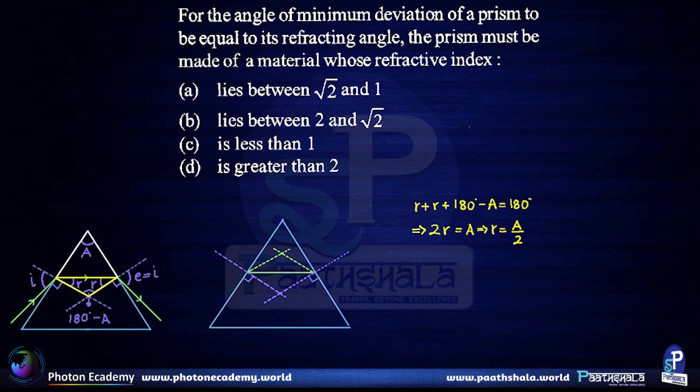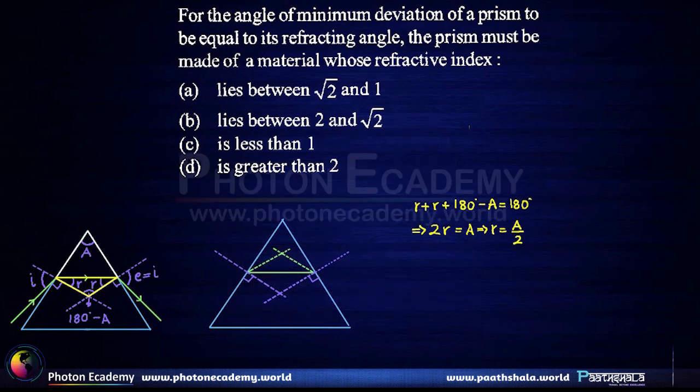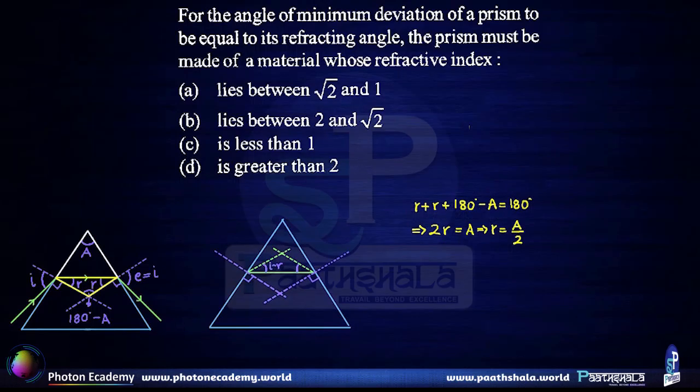Now let us move to this second diagram in which we have these green dotted lines as the extension of the incident and emergent rays into the prism. So this angle would be I and this angle is R. So the difference of those two angles is I minus R. And due to symmetry in the case of minimum deviation, this angle is also the same, I minus R.